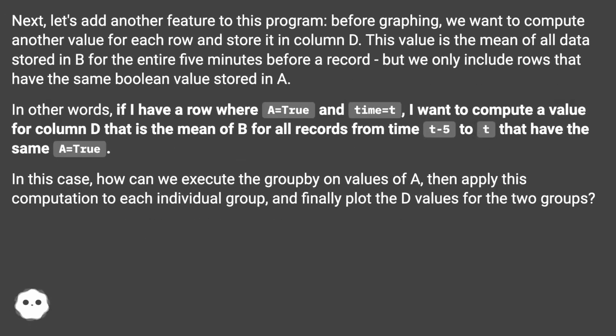Next, let's add another feature to this program. Before graphing, we want to compute another value for each row and store it in column D. This value is the mean of all data stored in B for the entire 5 minutes before a record, but we only include rows that have the same Boolean value stored in A.